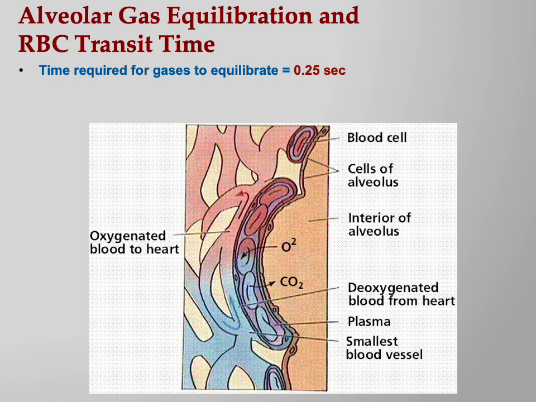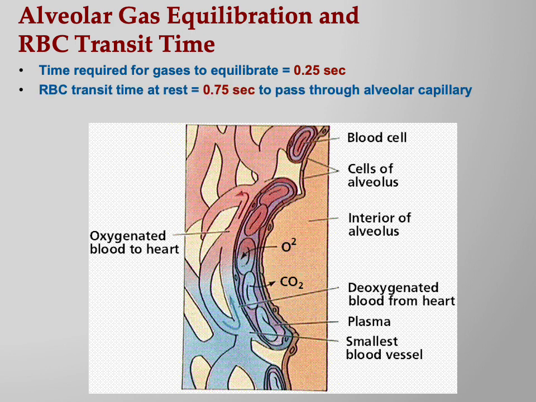Now you might wonder, oh my gosh, is that enough time? Well, at rest, normally a red blood cell will take 3/4 of a second to pass through an alveolar capillary. So does it have enough time? Sure, it's got plenty of time. It only needs a quarter of a second to do the gas exchange, but it's there for 3/4 of a second. So it's got all the time in the world.